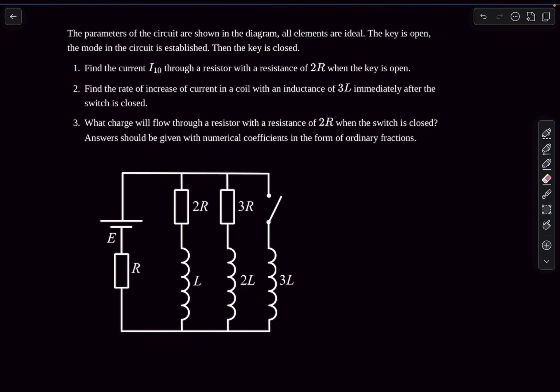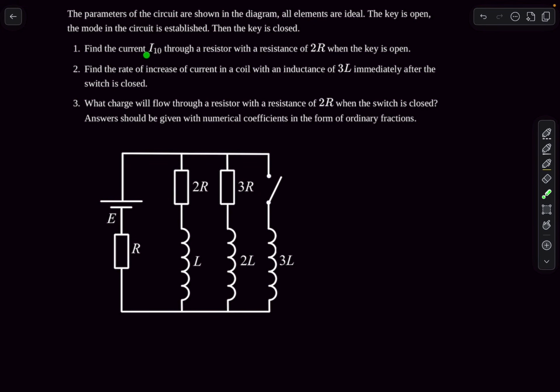Welcome back everyone. In today's video, we'll look at two problems from electric circuits. In the first question, we have a circuit where all the elements are ideal and the key over here is actually open. We have to figure out the current I10 through the resistor of resistance 2R when the key is open.